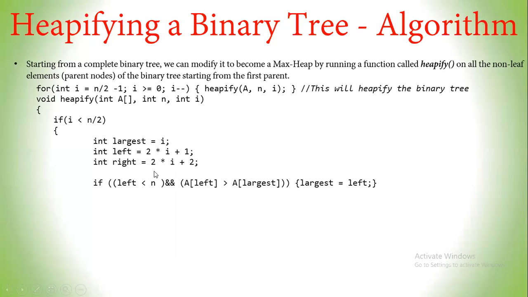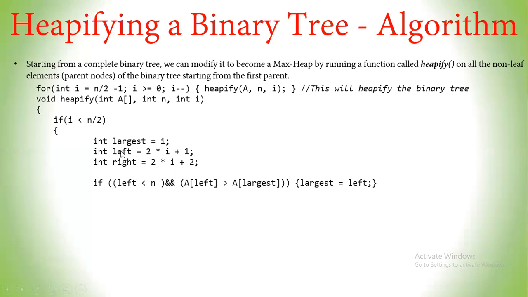The first thing that we are going to check is whether this left child index is less than n. Why we are doing this is because in a binary tree, what is the maximum index? The maximum possible index in a binary tree is n minus 1, where n is the size of the binary tree. Just like an array, when the array size is n, the highest index is n minus 1. So it is similar in a binary tree. When the binary tree size is n, the highest index is n minus 1.